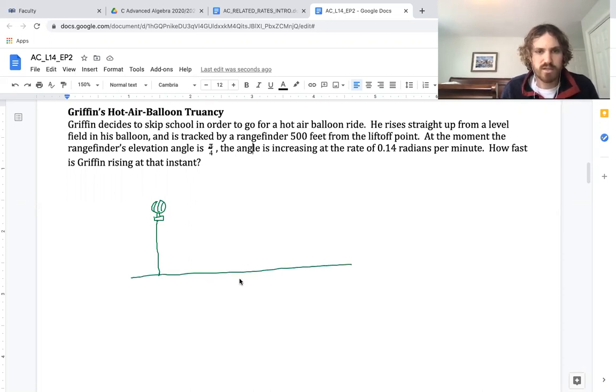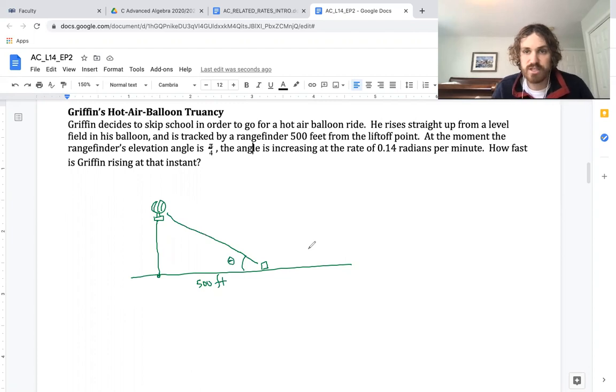So here's our level field and the balloon going up. Now there's a range finder, which is 500 feet. And I can label this 500 feet because it is, in fact, not changing, right? This distance, the rangefinder from the liftoff point, is not changing. So I can just label that. Okay. And then it says the moment the rangefinder's elevation angle is pi fourths, it's increasing at a certain amount. So it looks like this rangefinder is looking up at the balloon, and we have some sort of angle in here. So I'm going to call that theta because it's changing.